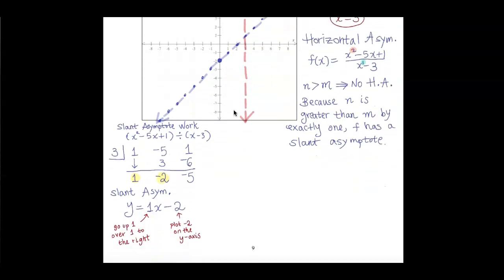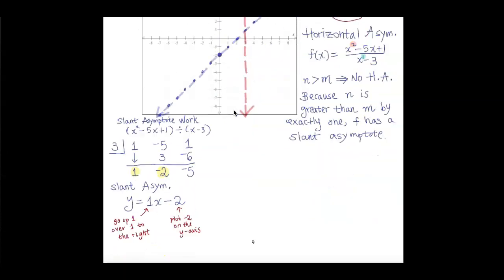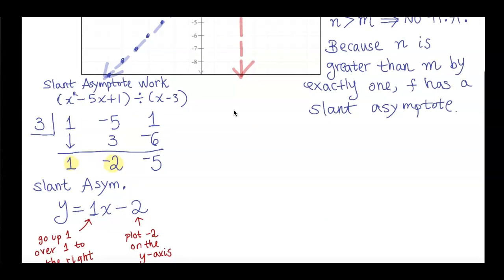So let's see what I need to do now. I need to pick 2 points to the right and to the left of my vertical asymptote. So how about I set up my x and y table, x and y.